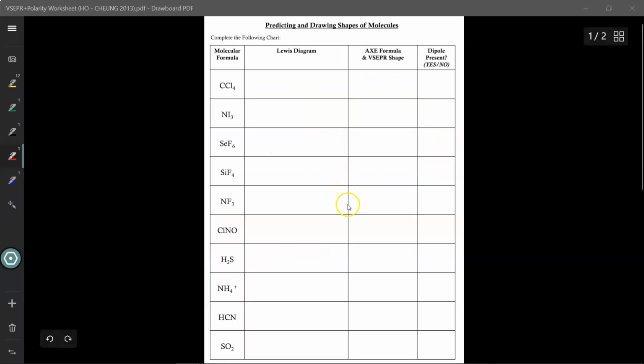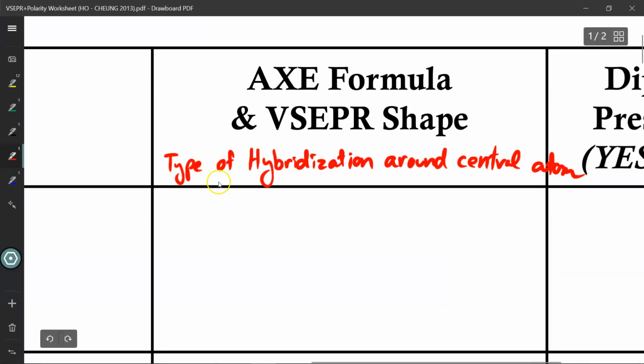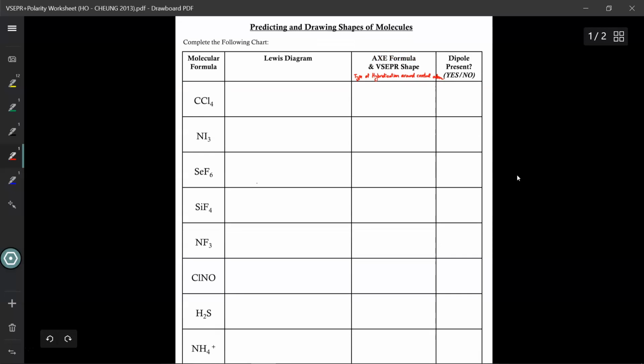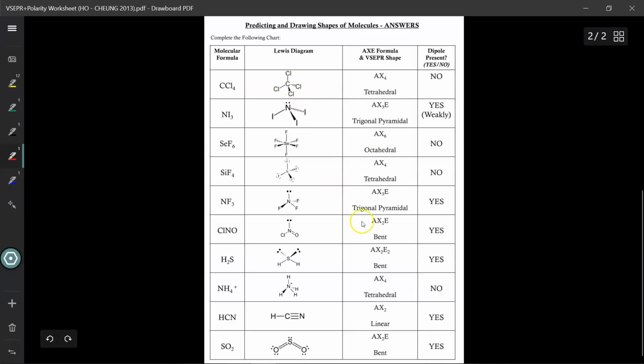All right, so at this point, what I'd like you to do is try out this worksheet over here. With all these chemical formulas, I want you to try and draw their Lewis structures, identify their AX formula, and then based on their AX formula, identify what VSEPR geometry they're going to take. You can ignore what dipole represents. We'll talk about that one later on. And maybe add in the type of hybridization around the central atom as well. That's one additional thing I'd like you to play around with. The answers for all these other things are on the back, so you can double check.